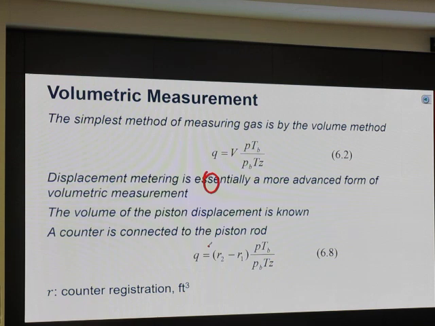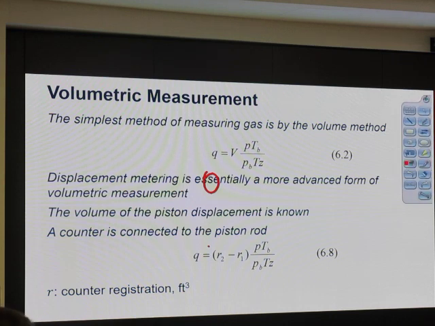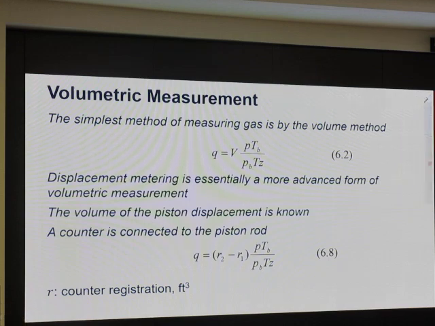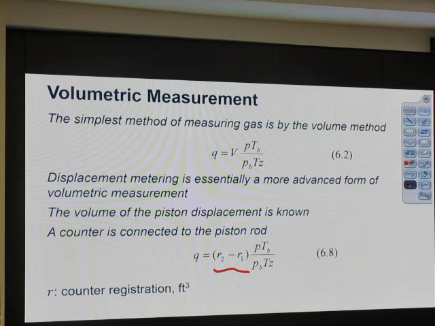Basically, they use a gas law, and they find out the difference in the register. So we have flow rate equal to volume, pressure and temperature. Where does this equation come from? Is that PV equal to ZnRT or something? The simplest method is to measure gas by volume, then it displaces, and it counts how many pass by. This is for the residential type. I don't have an example of this, but that's the equation that they use.